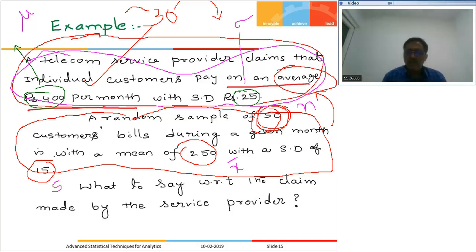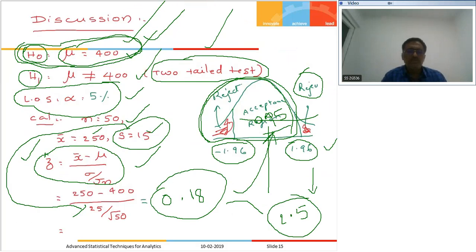If you remember, and again I repeat, the claim is always related to the population. It may be the population mean, or the population proportion, or the population variance. So what is it that we are validating? mu equal to 400, right? That is what we call the null hypothesis.